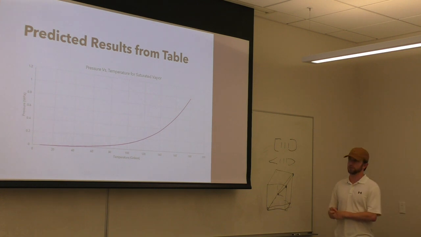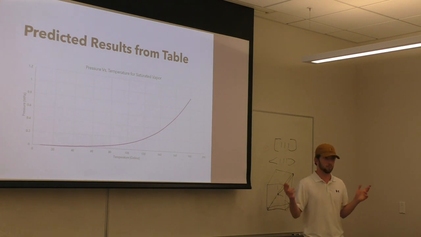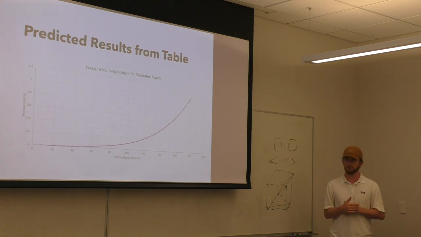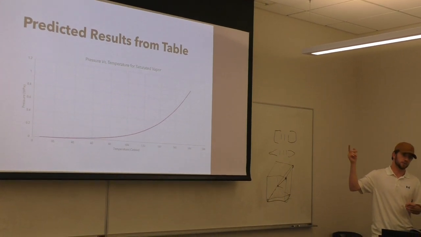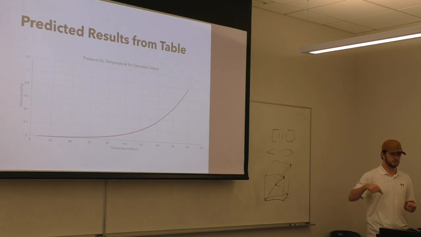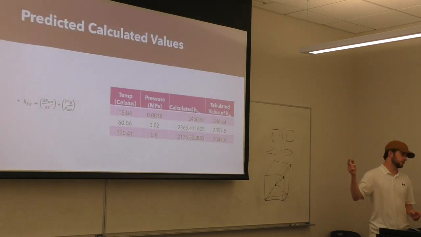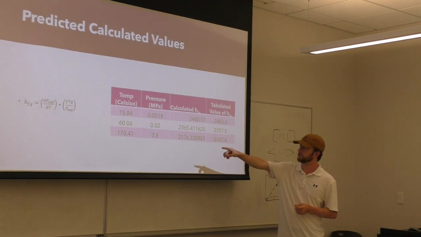So, predicting the results. This is using a steam table going from 0 to 200. I want to make sure I captured the boiling point of water, which is 212, yeah, Fahrenheit, around 100 degrees Celsius. So curve fitting that, you can take the derivative of the curve fit and get that dPsat over dT. And that's what's used to calculate, as I mentioned, rearranging that value for HFG.